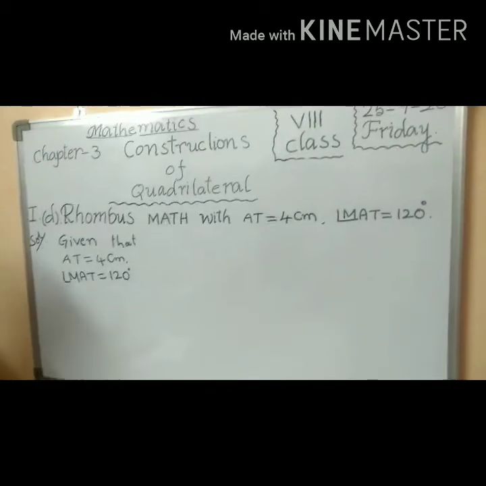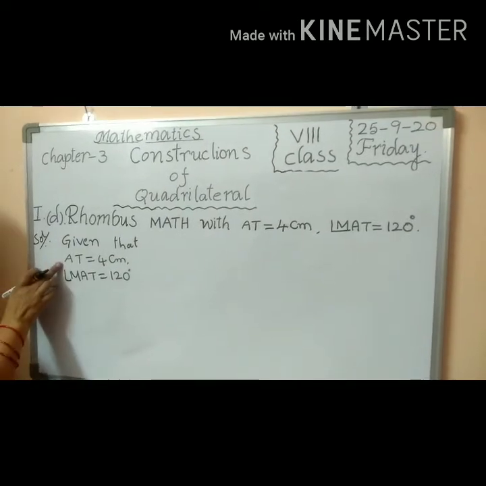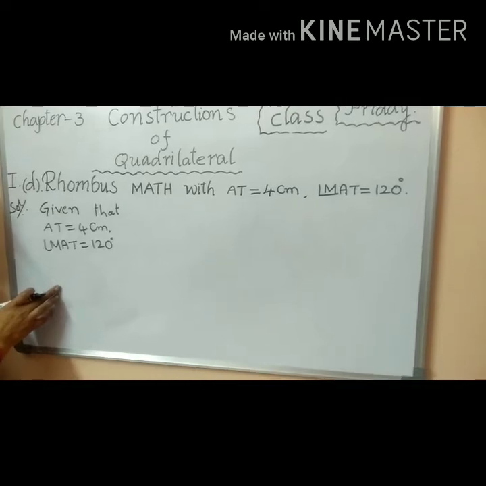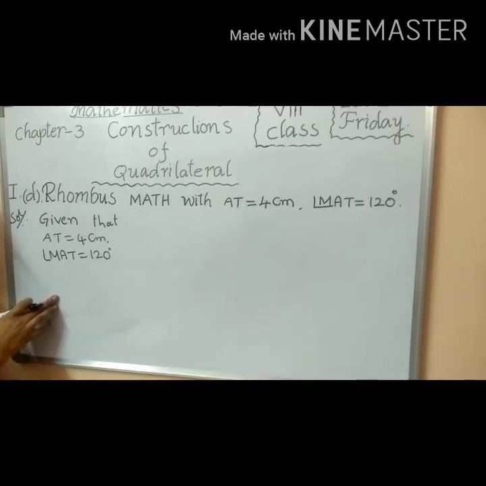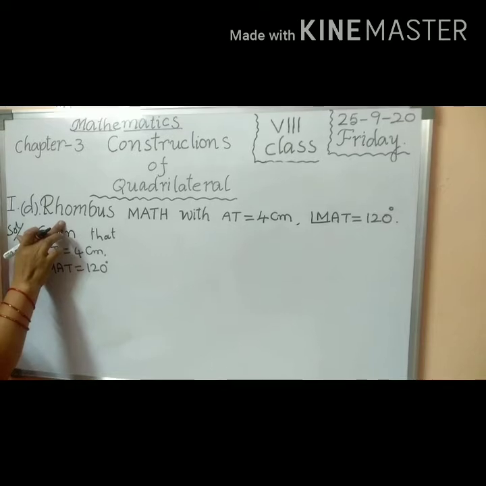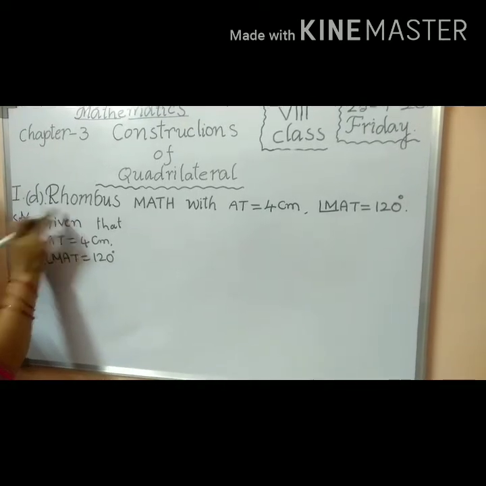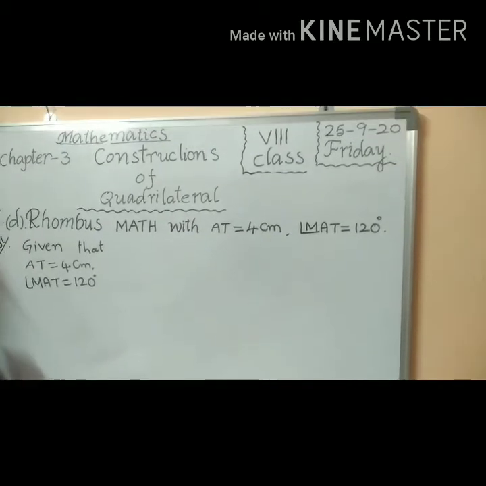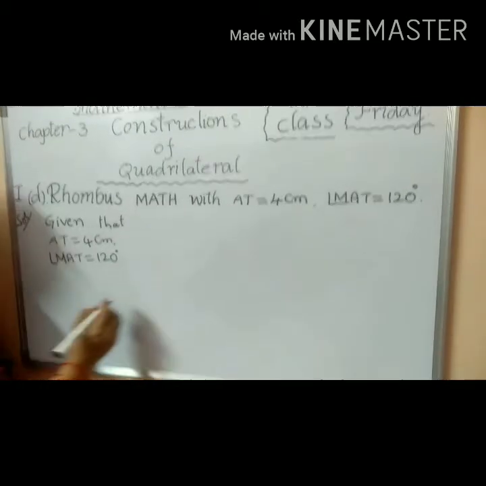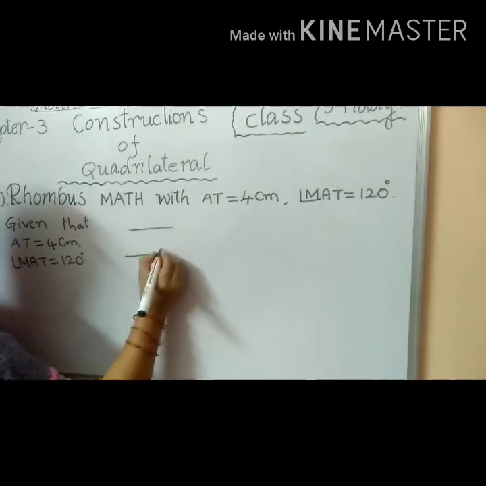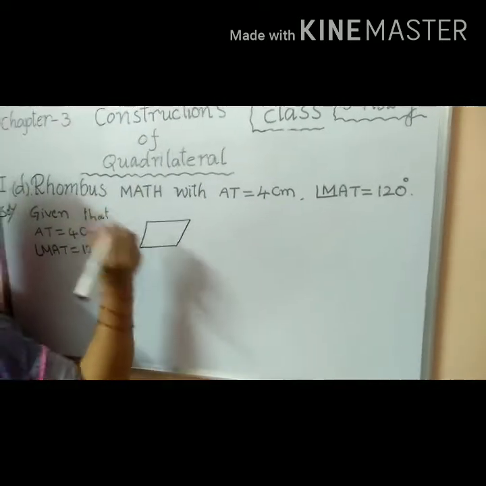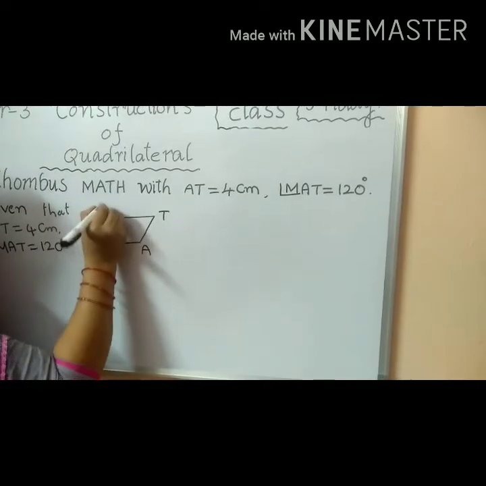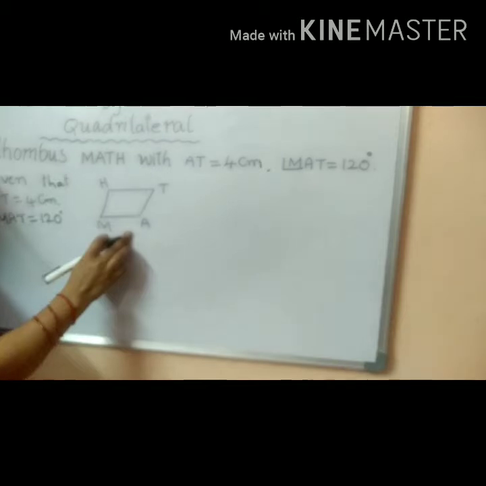So how do we get the construction of the quadrilateral? Here only one side is given, so what about the remaining sides? You remember that first you observe the rhombus. Here a rhombus is given. We already learned the properties of rhombus. What are the properties of rhombus? Here is the diagram of the rhombus MATH, a rough sketch.